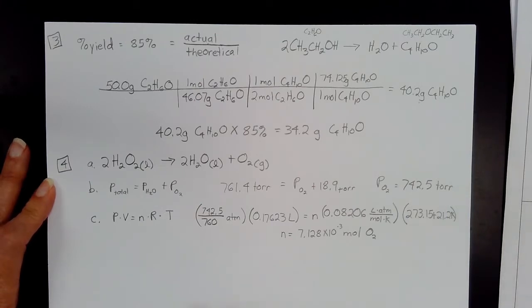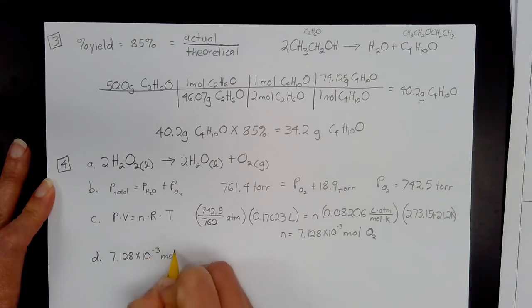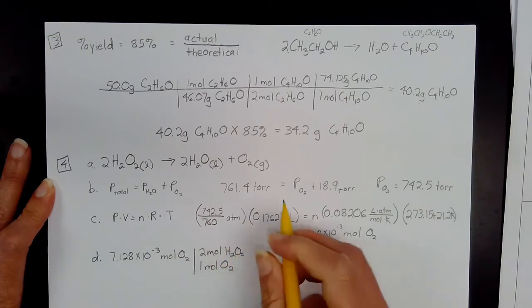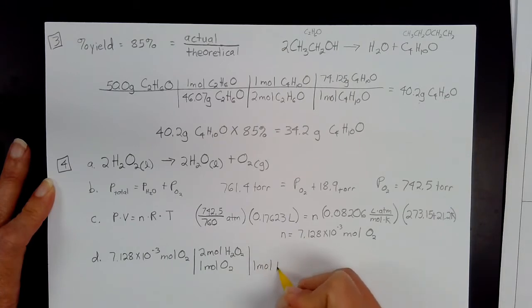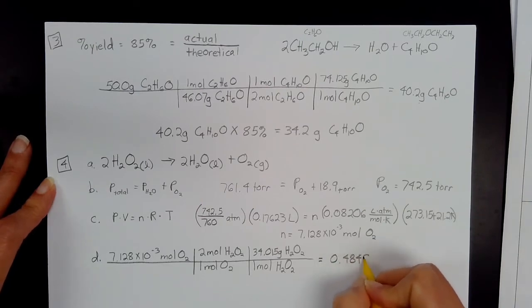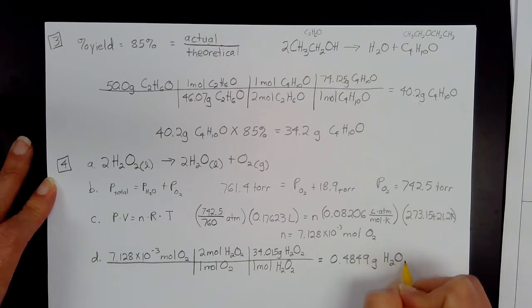Now it asks what mass of hydrogen peroxide reacted. So we have the product. Now we need to work backwards to find the reactant. So we're going to start with our moles of oxygen, 7.128 times 10 to the negative third moles of oxygen. And we know that for every 1 mole of oxygen, there are 2 moles of hydrogen peroxide. And for every 1 mole of hydrogen peroxide, we have 34.015 grams of hydrogen peroxide. And so we get 0.4849 grams of hydrogen peroxide reacted.